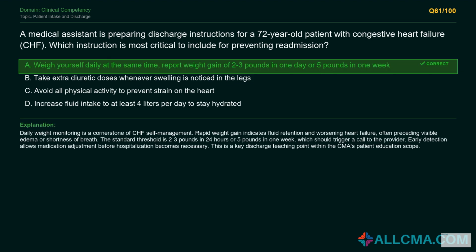The correct answer is A. Daily weight monitoring is a cornerstone of CHF self-management. Rapid weight gain indicates fluid retention and worsening heart failure, often preceding visible edema or shortness of breath. The standard threshold is 2 to 3 pounds in 24 hours or 5 pounds in 1 week, which should trigger a call to the provider. Early detection allows medication adjustment before hospitalization becomes necessary. This is a key discharge teaching point within the CMA's patient education scope.